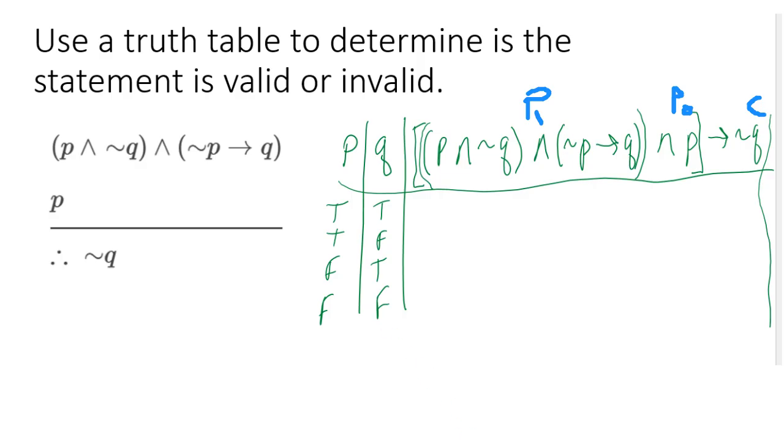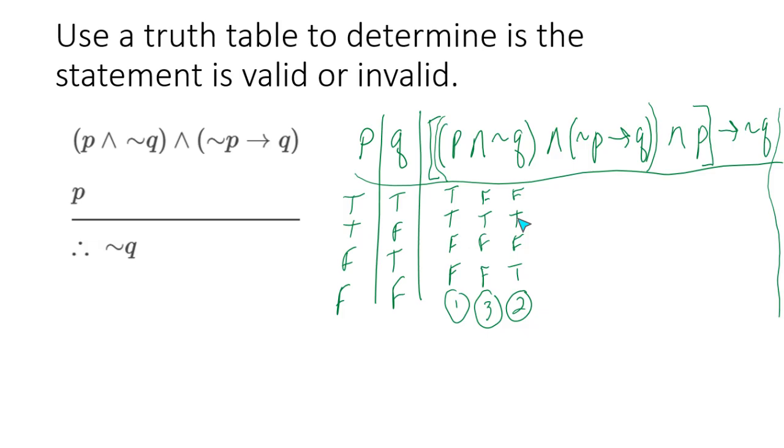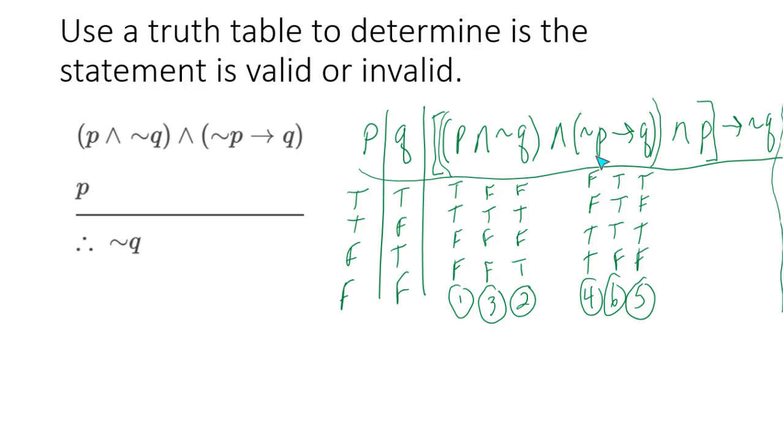I'll do these first 3 steps here. P is true, true, false, false. Negation of Q is false, true, false, true. And then the conditional here is true, false gives me false, true, true gives me true, false, false gives us true, and false, true gives me false. Now I'm going to do the next set of parentheses. Negation P is false, false, true, true. Q is true, false, true, false. And then the conditional: false, true is true. False, false is true. True, true is true. And true, false is false.